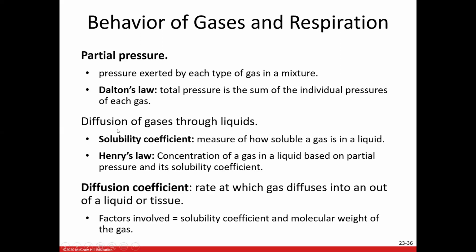Next, we have the idea of diffusion of gases with the solubility coefficient. And this is basically how soluble a gas is in a liquid. So in terms of making this relevant, what we're talking about is how soluble is oxygen or how soluble is carbon dioxide in our blood. And that's going to ultimately affect the method of transport. So your oxygen is not that soluble in blood, which is why not a lot of it is carried in the actual blood fluid. Your carbon dioxide, however, is much more soluble in the actual fluid part of blood, not the cell part. And much more of that carbon dioxide can be carried in the fluid itself.